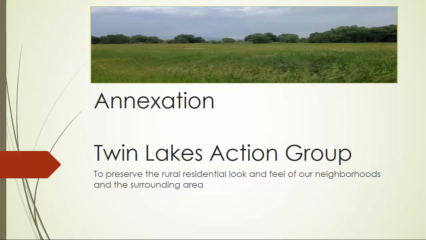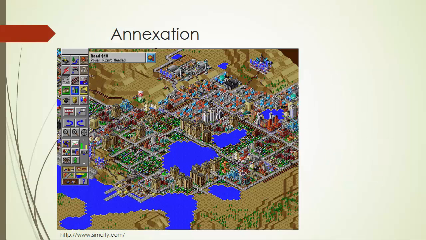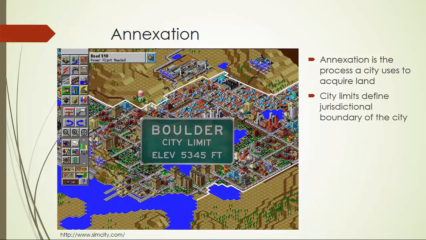What better way to discuss annexation than using one of my favorite childhood games, SimCity? Annexation is the process that a city uses to acquire land. The city limits define the jurisdictional boundary of the city, and new developments are typically restricted to this area. Let's assume the city limits of my artificial Boulder are indicated by the white lines.